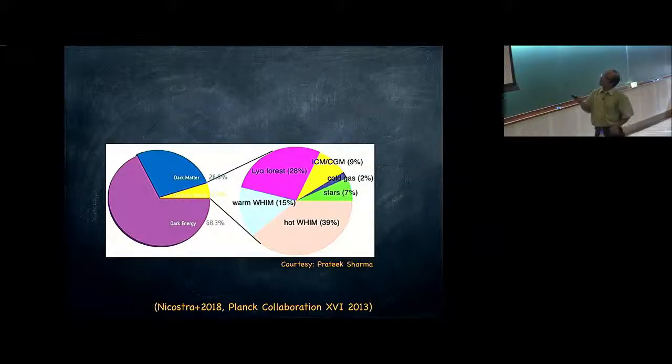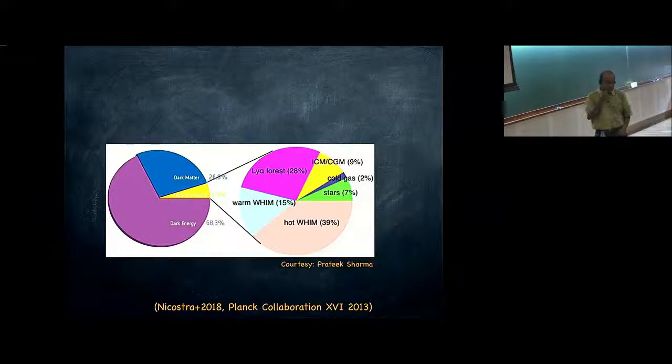About 20% of it resides in collapsed structures. Some of it is in galaxy cluster halos, which we call the intracluster medium. Some of it is in galaxy halos, which we call circumgalactic medium. So it's very clear that the study of baryonic matter in the universe depends very strongly on how well we know its diffuse state.